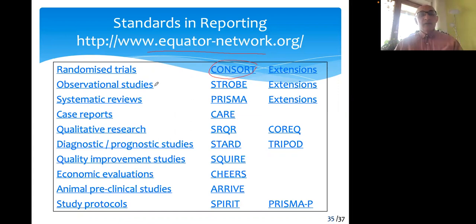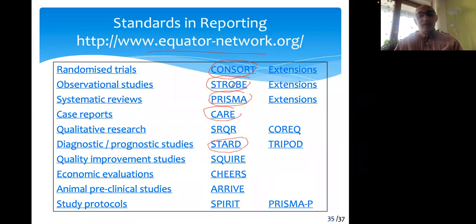If you have observational studies, such as cross-sectional, cohort or case-control studies, then it is suggested to follow the STROBE guideline. Or for systematic reviews or meta-analysis, you may benefit, you may take help from the PRISMA guidelines. If you are writing a case report, then there is the CARE guideline, and so on. If you are doing a diagnostic study, a prognostic study, there is the STARD guideline.